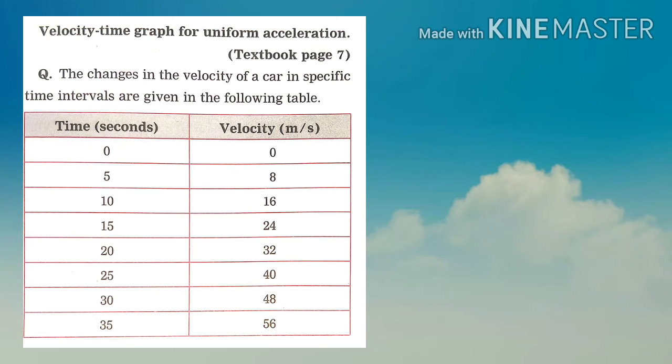Okay, now we discuss the velocity time graph for uniform acceleration. For this purpose, we discuss one more example. That is, a car's velocity changes by equal amounts in equal time intervals. Thus, it is uniformly accelerated motion. So, the nature of the graph in uniformly accelerated motion is a straight line.